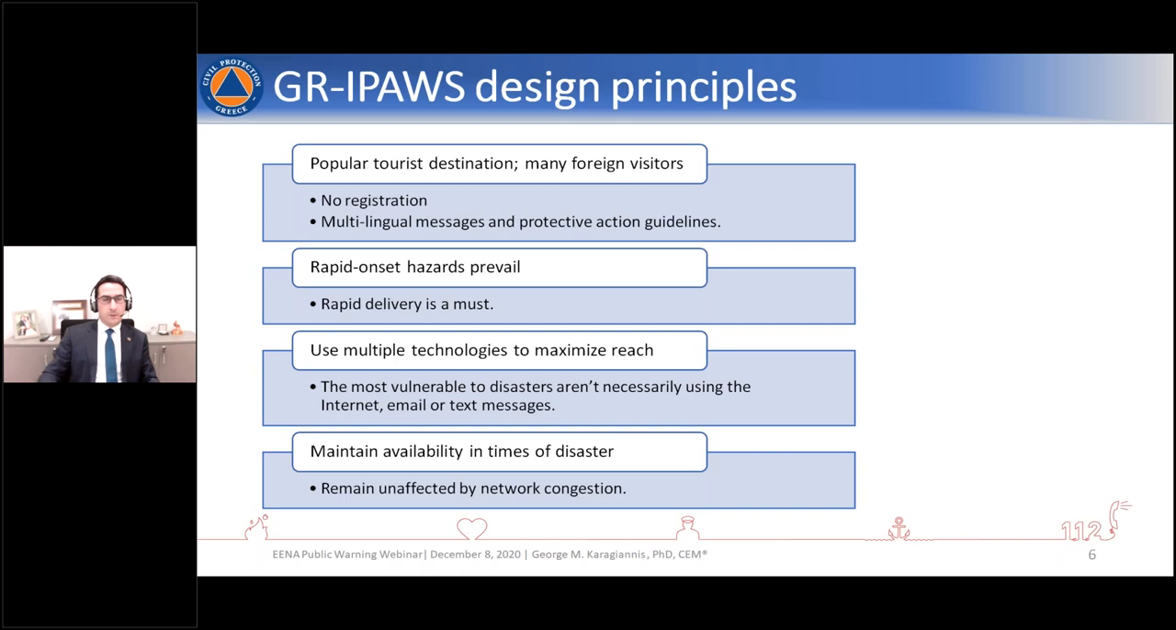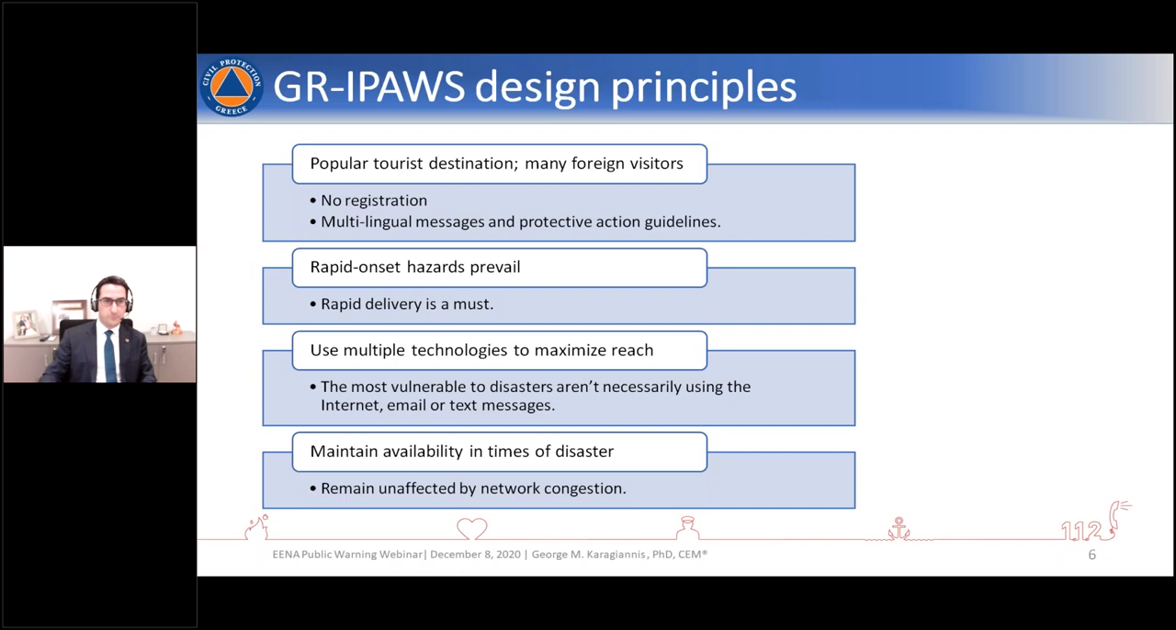Furthermore, Greece faces a range of rapid onset hazards, including but not limited to earthquakes, near-field tsunamis, and wildfires in the wildland-urban interface. This means that rapid delivery of messages is an absolute necessity to save lives.